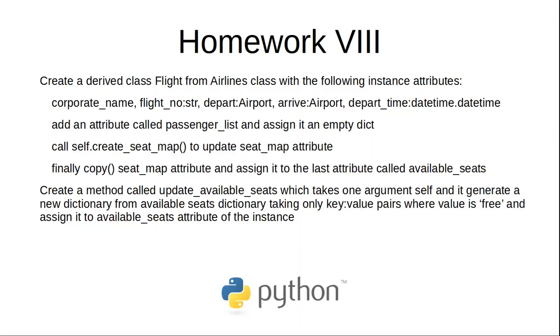Create a method called updateAvailableSeats, which takes one argument self, and it generates a new dictionary from available seats dictionary, taking only key value pairs where value is free, and assign it to available seats attribute of the instance.